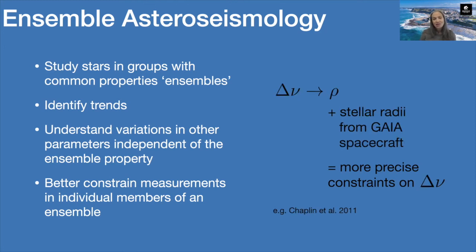What we call the large separation, which is the frequency separation between modes of the same spherical harmonic degree, tells us about the average density of the star. But we could improve this by using stellar radii measurements from the Gaia spacecraft, for example. And this will lead to more precise constraints on the large frequency separation and other astroseismic parameters in our fits.